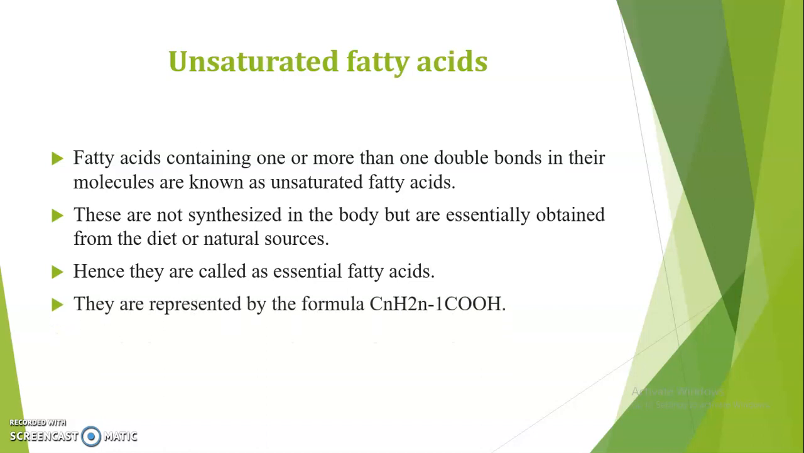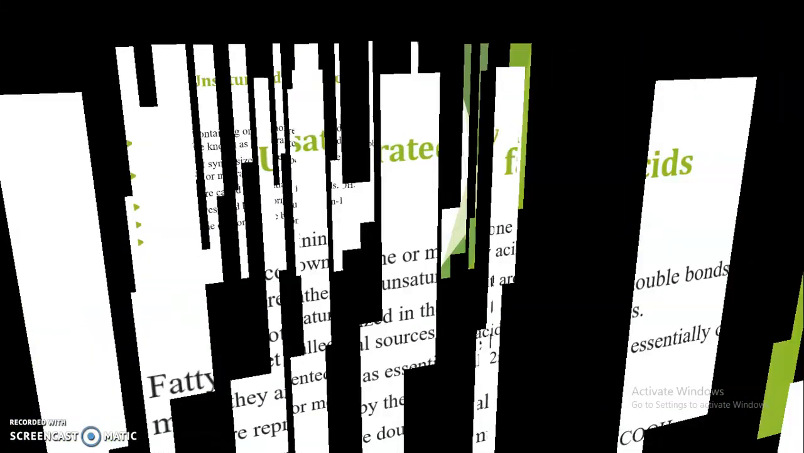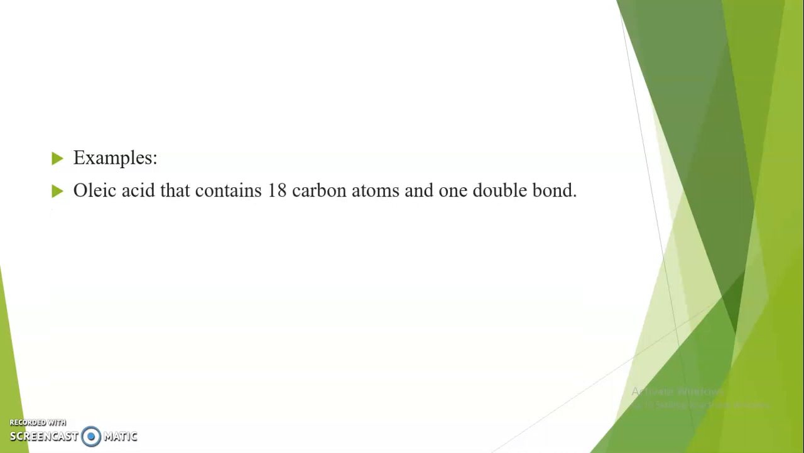They are represented by the formula CnH(2n-1)COOH. As double bonds are present, we have to decrease the number of hydrogen atoms. They have either one or more double bonds. Further, examples of these types of fatty acids include oleic acid. Oleic acid consists of 18 carbon atoms and one double bond.